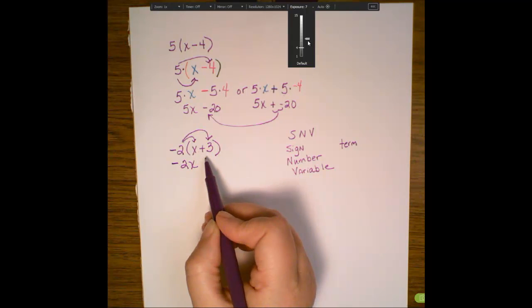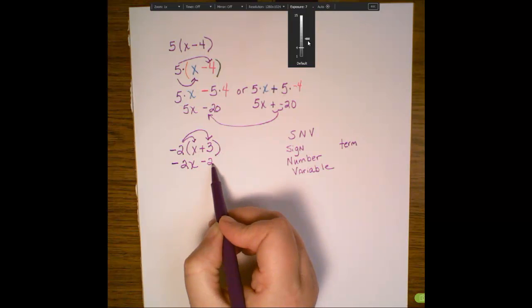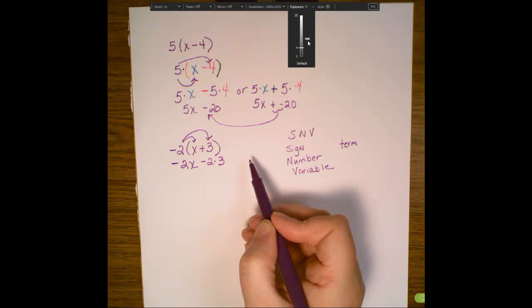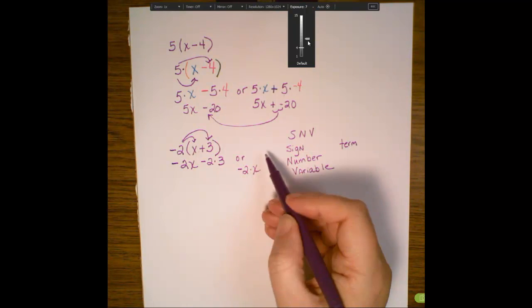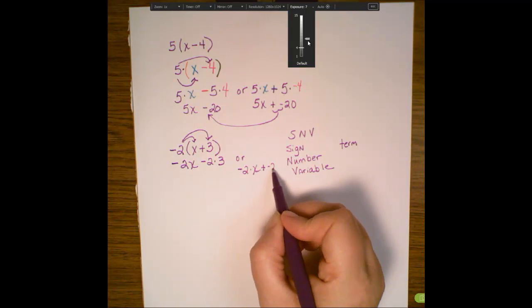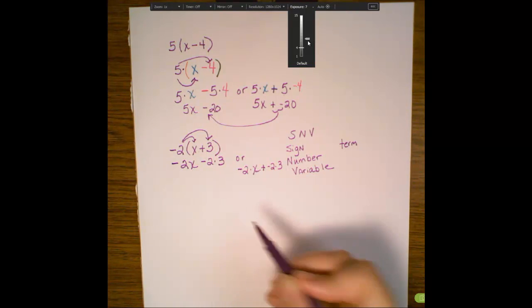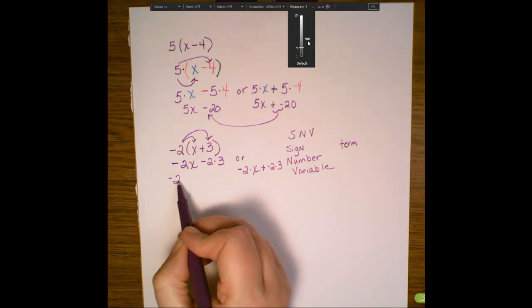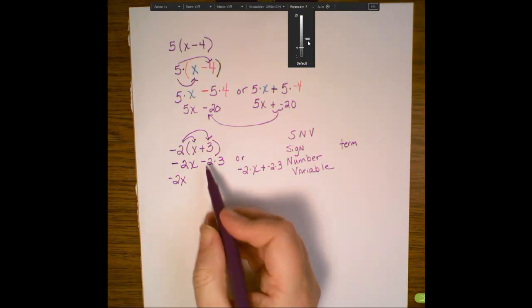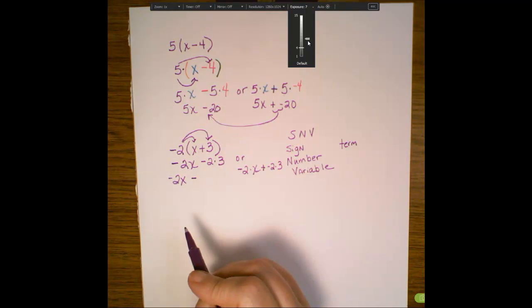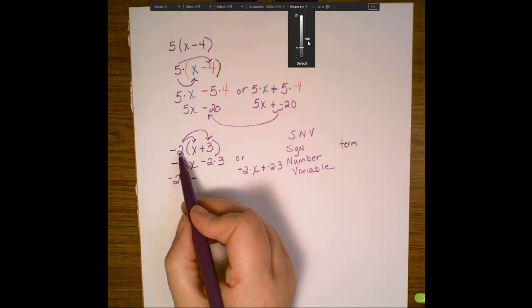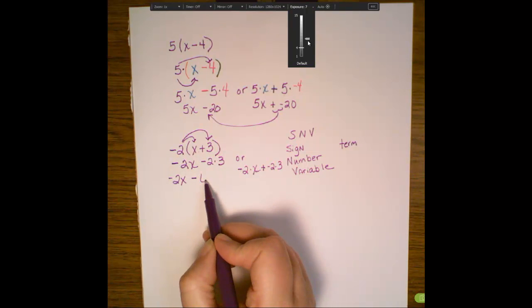And again, I can think of it one of two ways. I can think of it as minus 2 times the 3, or I can think of it as negative 2 times the x plus the negative 2 times the 3. In either case, the first term is still that negative 2x. The negative times the positive is a negative. Take care of the sign first. And negative 2 times 3 is 6.